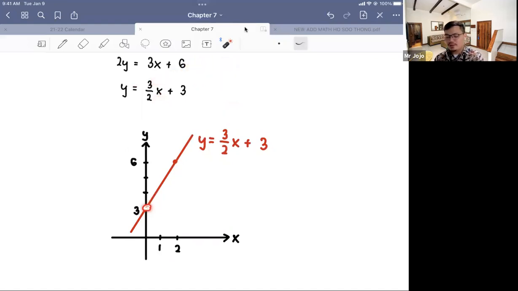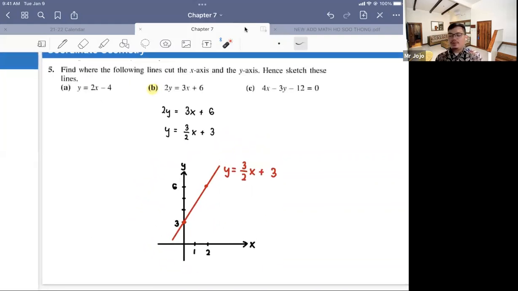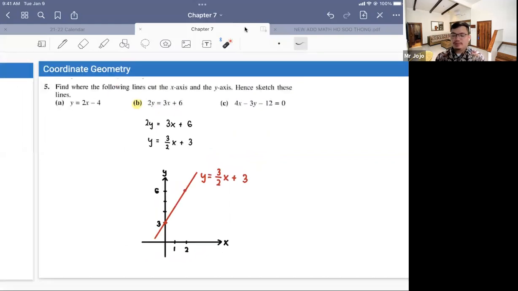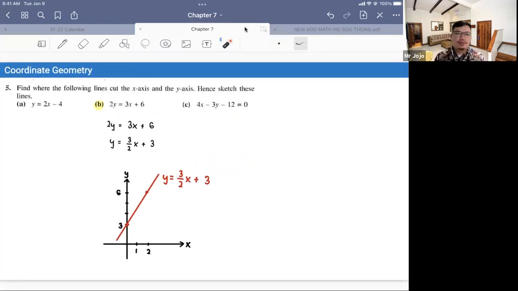So from here, 3 steps up, 1, 2, 3, and then 2 steps to the right, so 1 and then 2. So you'll end up here, and then connect those 2 points, and there's your line. Okay, so that's it for number 5, letter B. Are there any questions, class, for number 5B or even number 9? Okay, none? All right, now let's go to the next topic.